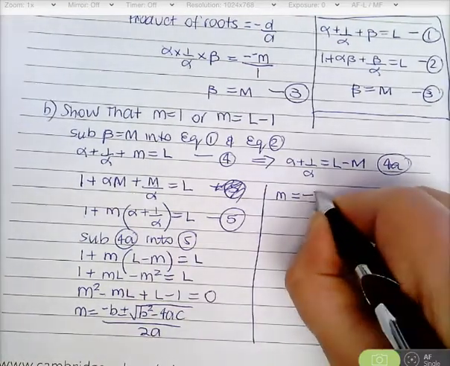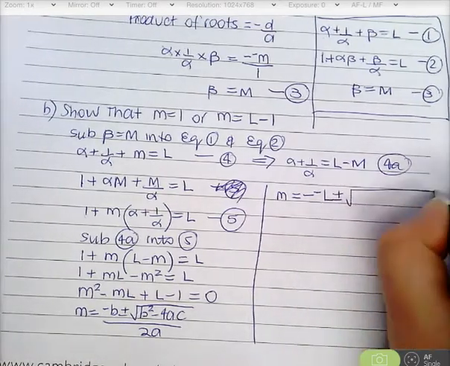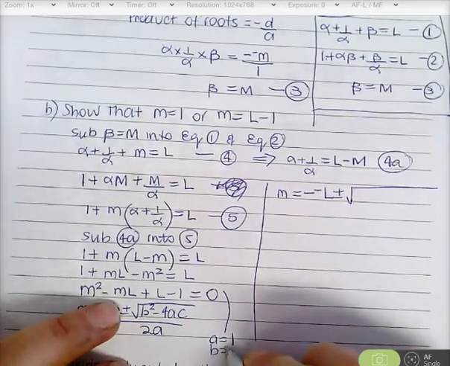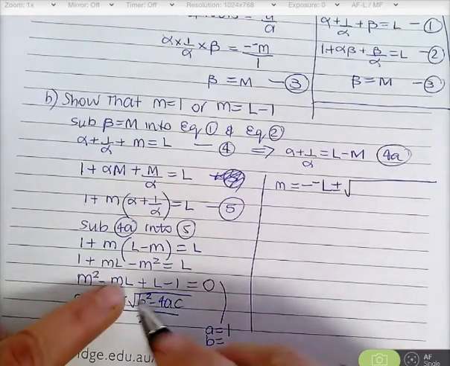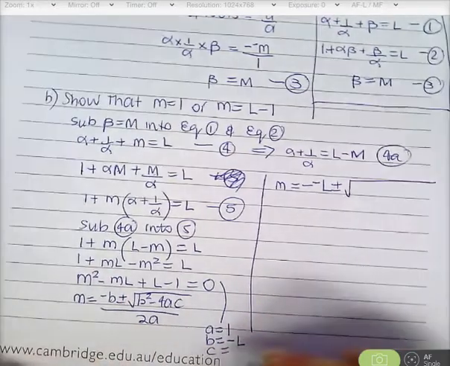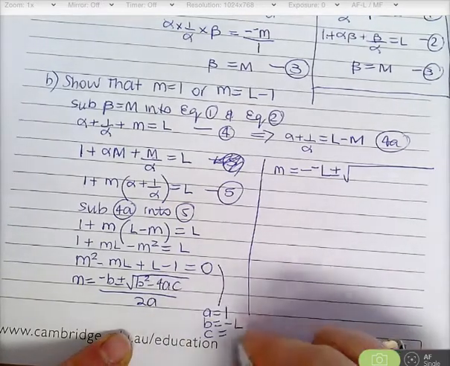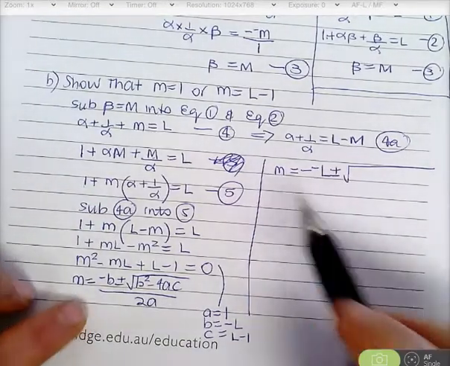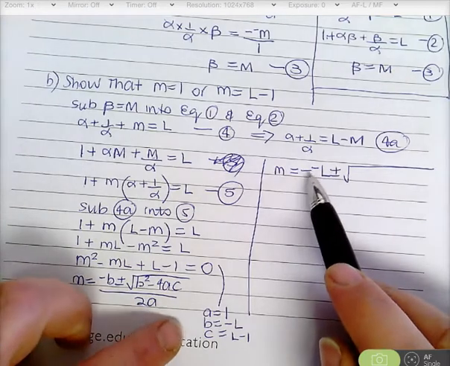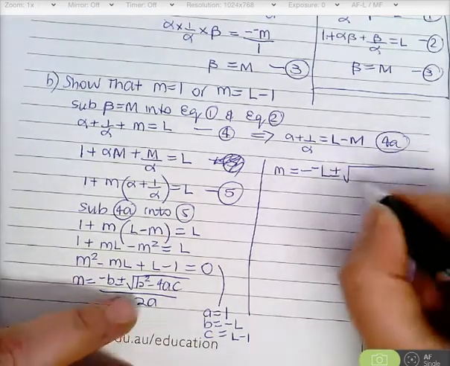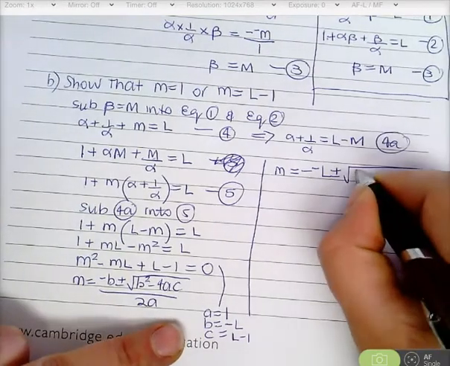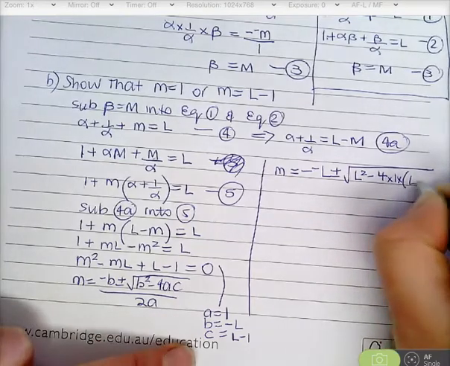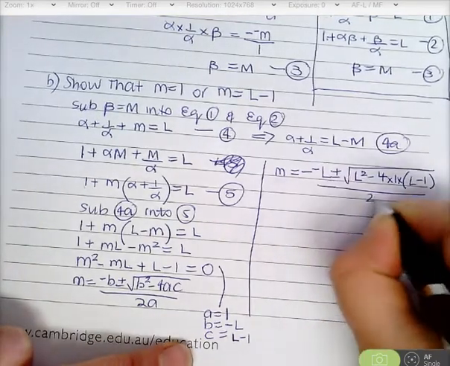So it's negative minus negative L plus or minus the square root of, actually before I start, for this equation here, I've got that a is 1, b is the coefficient of the m here, which is minus L, and c is the constant term with no m's in it, which is L minus 1. So we're going to use the quadratic formula. So we've got m equals negative b, so it's negative negative L, plus or minus the square root of b squared, so that's negative L squared, which happens to be L squared, minus 4 times 1 times c, which is L minus 1, over 2 times 1.